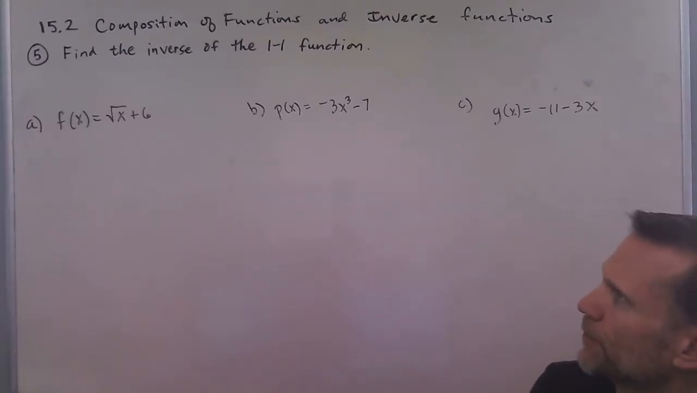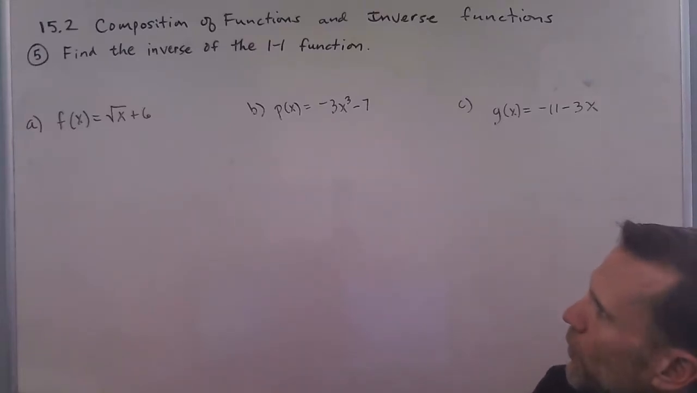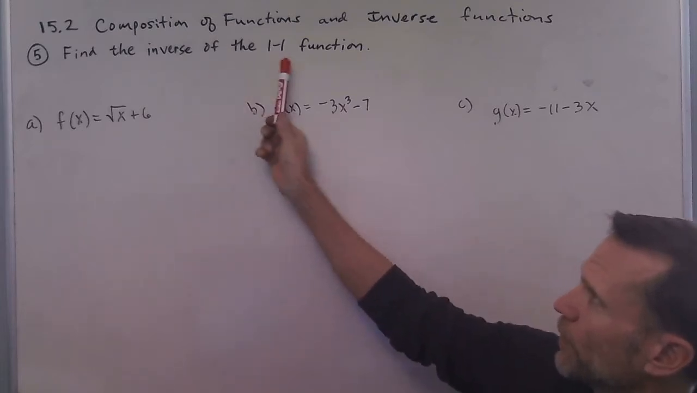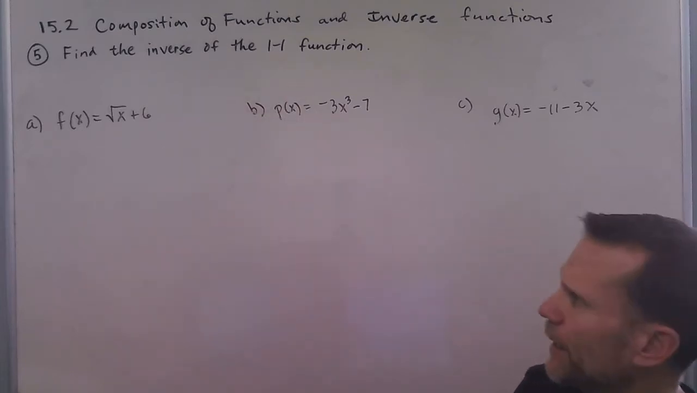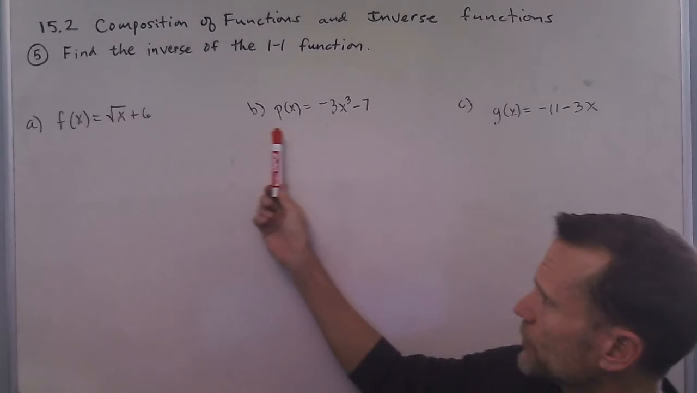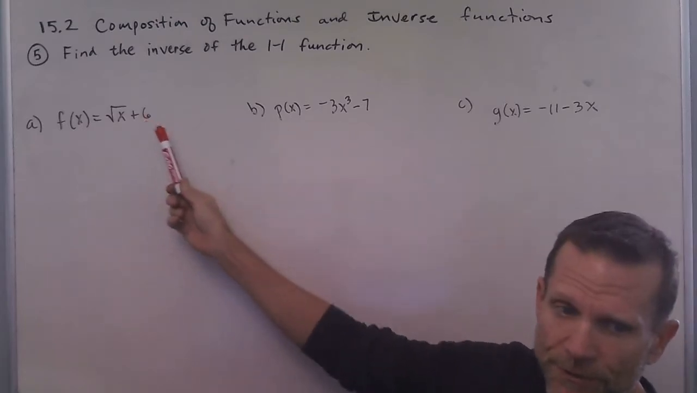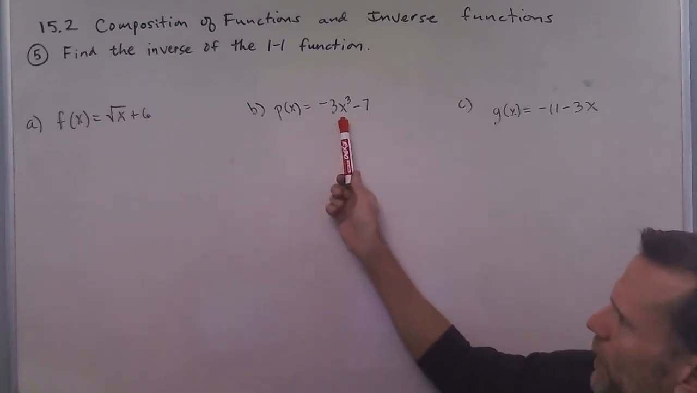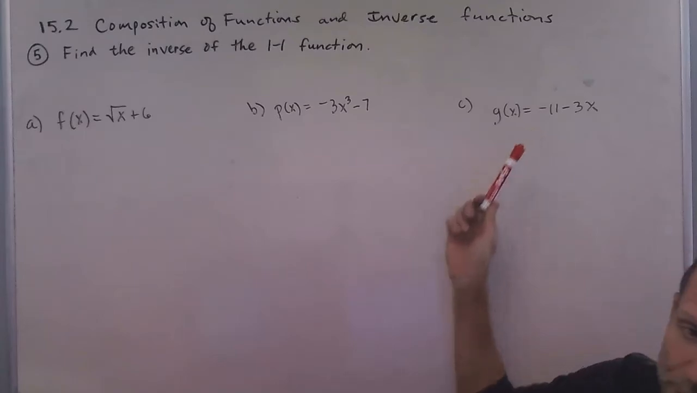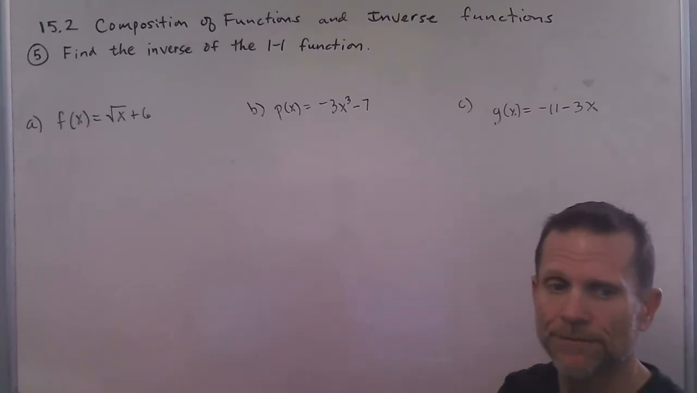Okay, moving on with number 5, we're going to do some more inverse of one-to-one functions. And you might want to look at these pictures on Desmos. This is the square root function. This is the cube function. And then we have a linear function here, and they're all one-to-one functions.